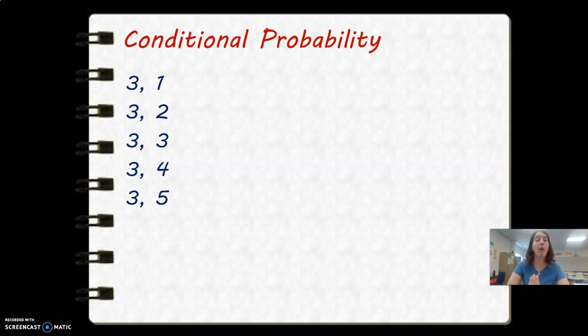The second column represents my second person. The second person could have gotten any of the 5 numbers. So I could do 3, 1, 3, 2, 3, 3, 3, 4, or 3, 5. Those are all of the scenarios that could have happened in our question.